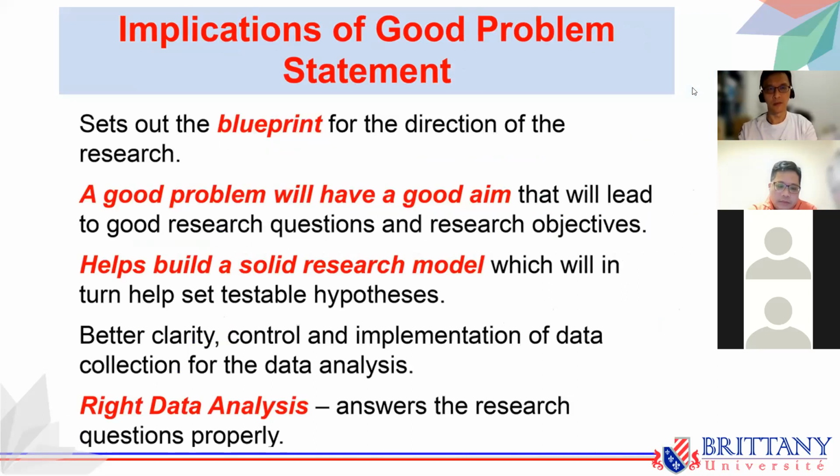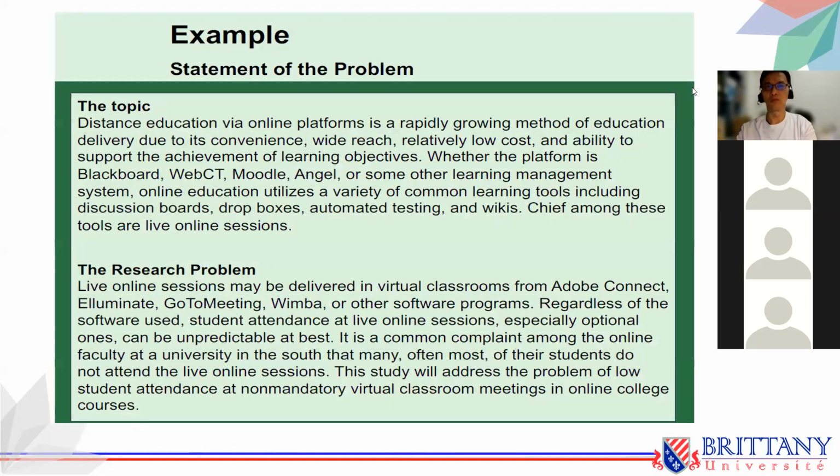Implications of a good problem statement. A good problem statement sets out the blueprint of the direction of the research. So the moment your problem statement is stated, you know which way you are directing, you're moving forward. A good problem statement will have a good aim that will lead you to good research questions and research objectives. It will also help you build a solid research model, which will turn into testable hypotheses. It will give better clarity, control, and implementation of data collection and data analysis. And the right data analysis will also be indicated by the problem statement. For your information, I will give one or two problem statements on how to write them.